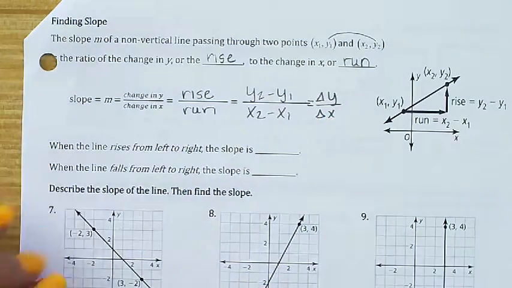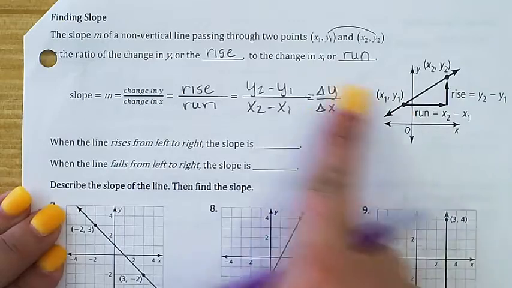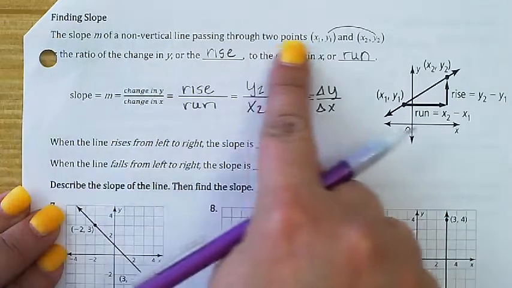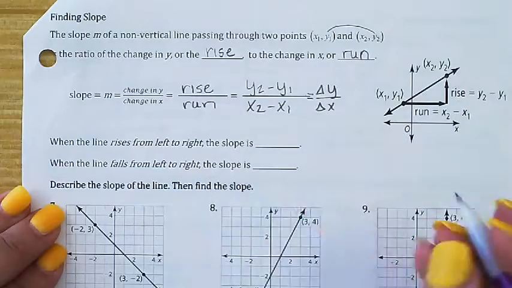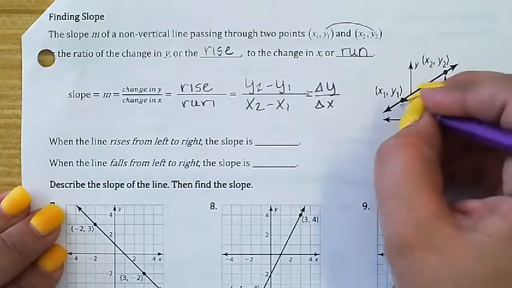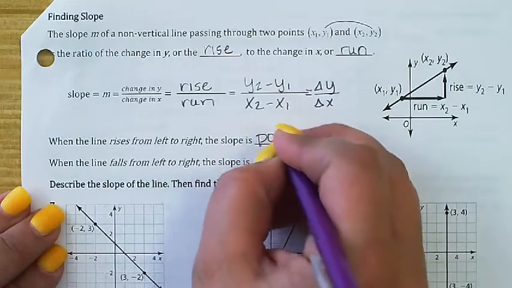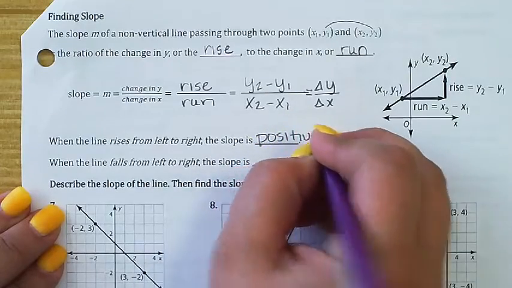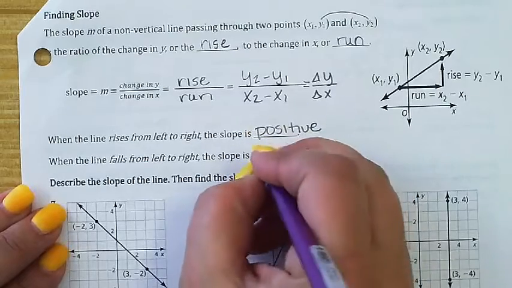Okay, so when the line rises from left to right, we always read our lines in our graphs from left to right, just like we read English from left to right and numbers from left to right. We start on this side and we go toward the right side. When we look at a line, we're going to read it from left to right. And if it is rising or going upward, we know that that slope is positive. And when that line is falling downward from left to right, that is when it is negative.